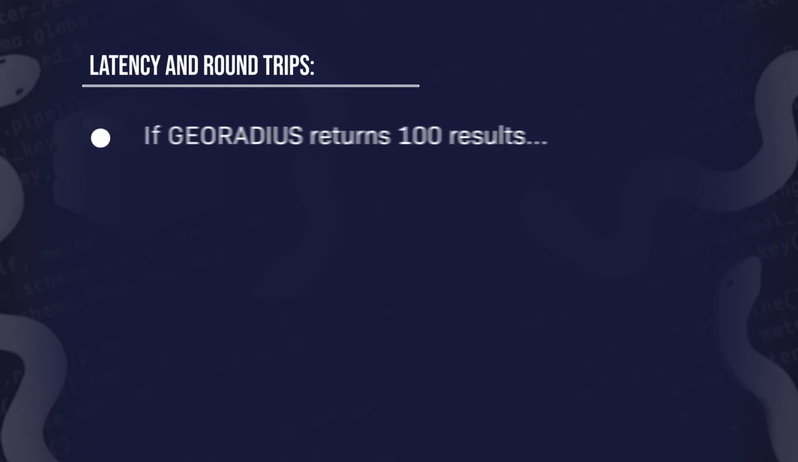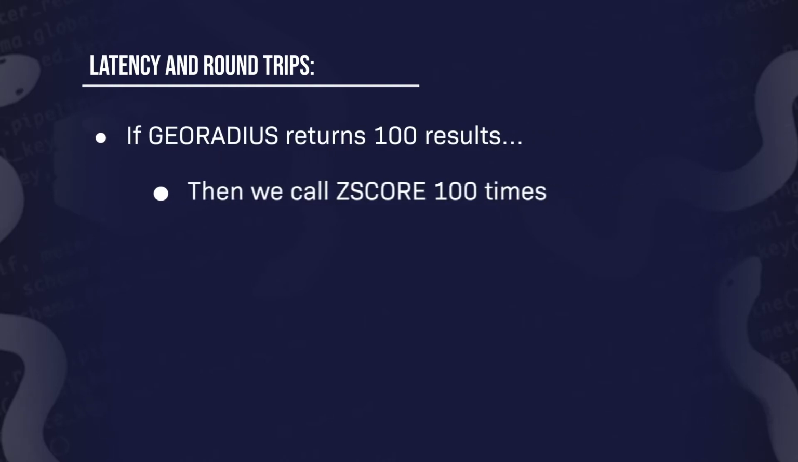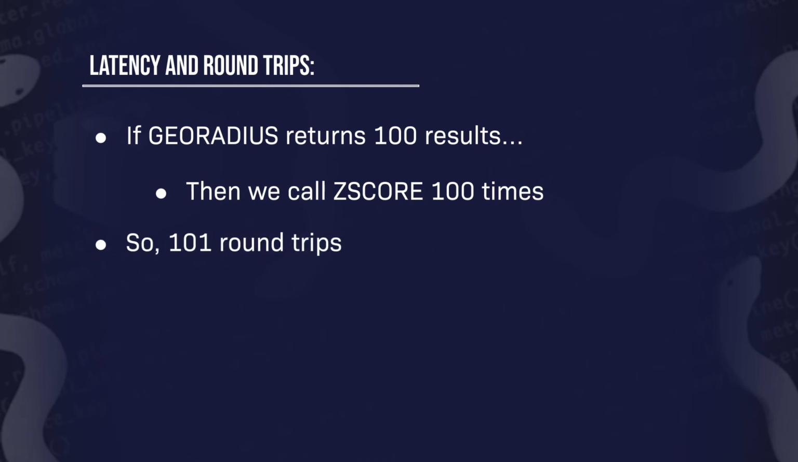Suppose that our georadius call returns 100 results. We then call zscore for each of those results, making a total of 101 round trips to the server. Last week, we learned how to use pipelining and Lua as a way of avoiding round trip costs. Let's start by looking at pipelining.